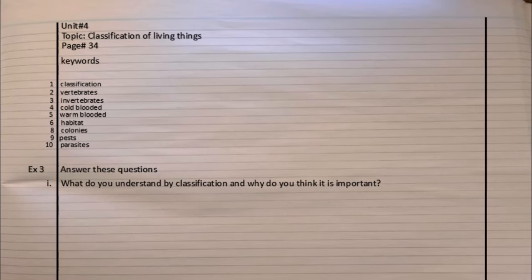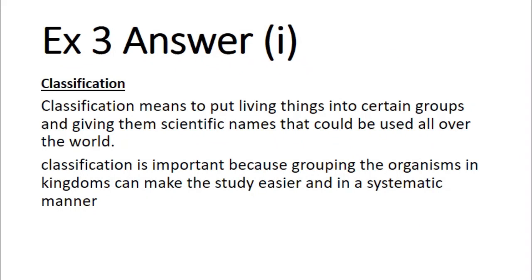Okay, now come to page number 40. Here we have question number 3. Answer these questions. Number 1 is, what do you understand by classification and why do you think it is important? So you have to think about its answer. Its answer is in your book. Classification means to put living things into certain groups and give them scientific names that could be used all over the world. And why is it important? Classification is important because grouping the organisms in kingdoms can make the study easier and more systematic.